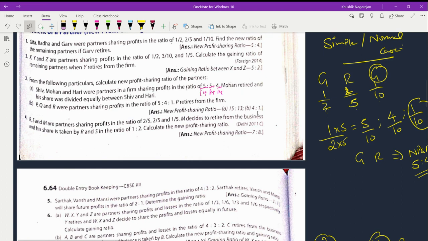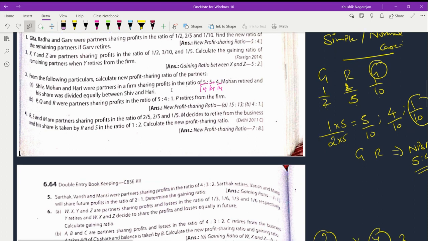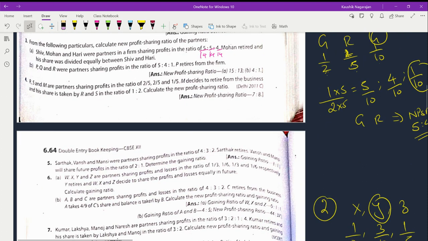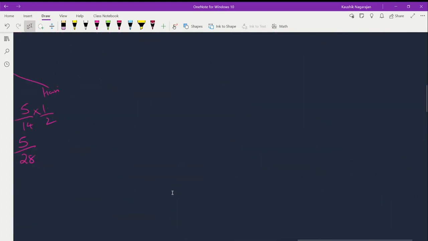So this is how you will be calculating the new ratio and the gaining ratio when it is a pure base of NPSR, or when the NPSR is in fraction. At the same time, we have discussed the problem under the simple case, and also under the special case. But still, moving further, let's go for the fourth problem. What is mentioned in the fourth problem? It is mentioned that R, S, and M are partners. So we have got three different partners, R, S, and M.